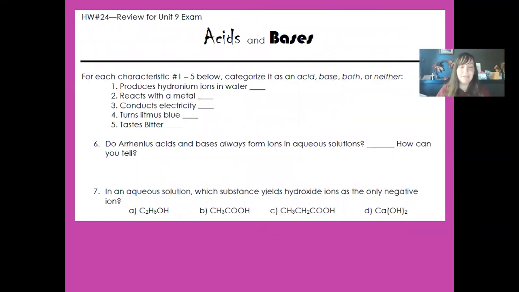All right, so homework number 24, review for the Unit 9 exam, acids and bases. For each characteristic, number 1 through 5 below, categorize it as an acid, base, both, or neither. So I'm thinking about lesson 9.1, characteristics of Arrhenius acids and bases. Producing hydronium ions in water, number 1. Hydronium is on reference table E, your selected polyatomic ions. It means H3O+, and the presence of H3O+, or hydrogen ions, H+, both indicate that you have an acid.